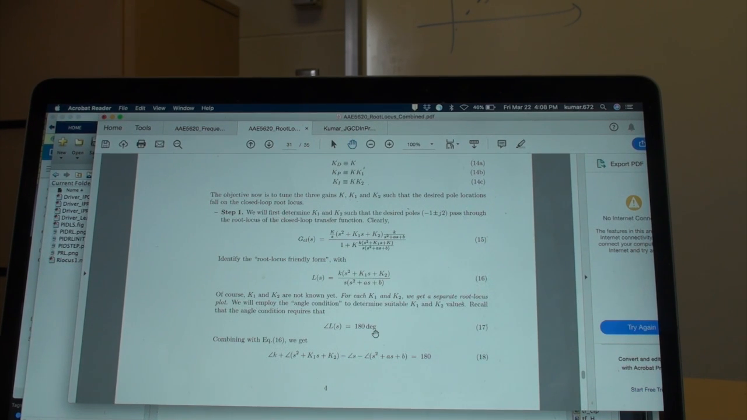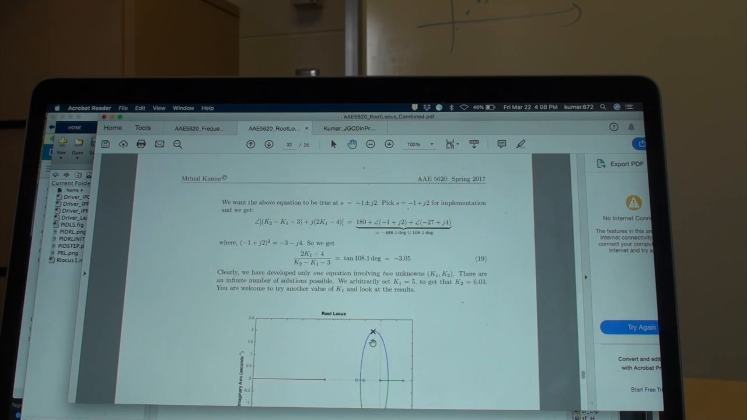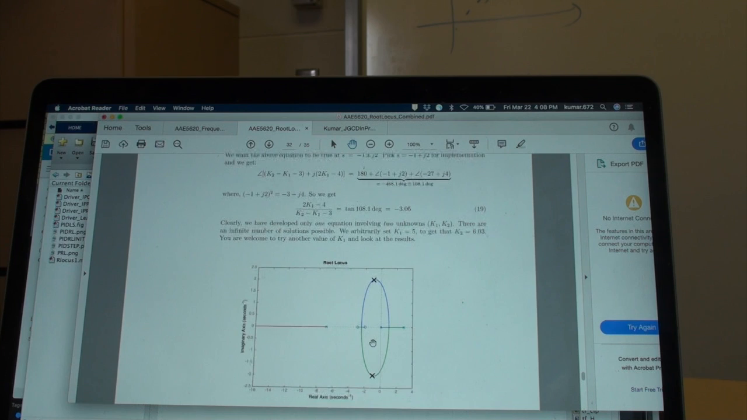To help us find K1 and K2 in the PID controller, so that that will ensure that the root locus will pass through those desired points. Okay, so remember, our desired pole locations were here. And there are some other nuances here as well.